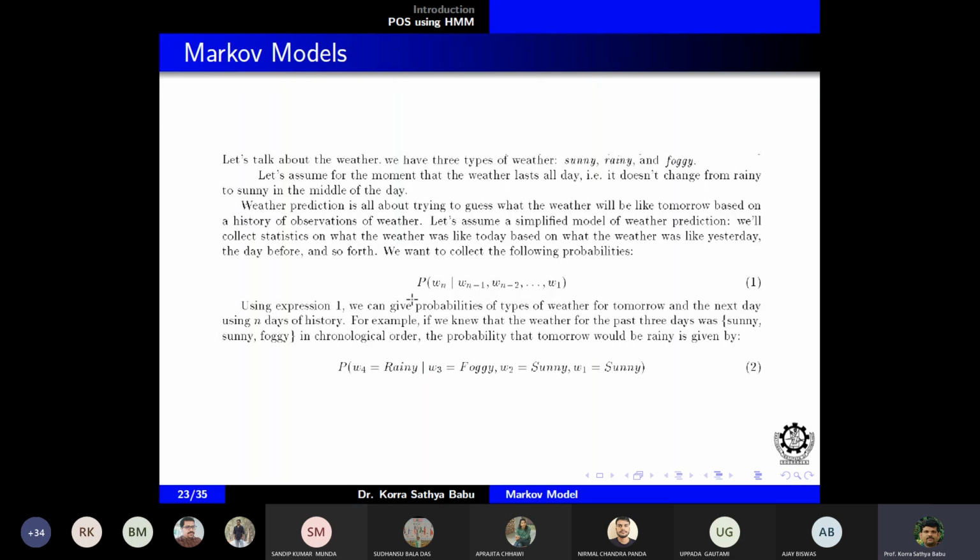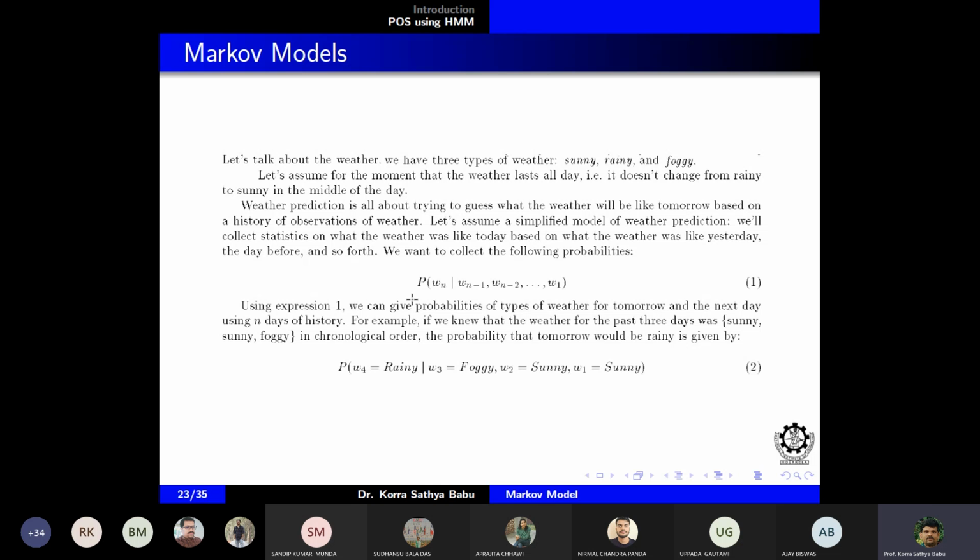Here we need to understand that we are interested in collecting the weather of previous days: yesterday, the day before yesterday, 2 days before, 3 days before.